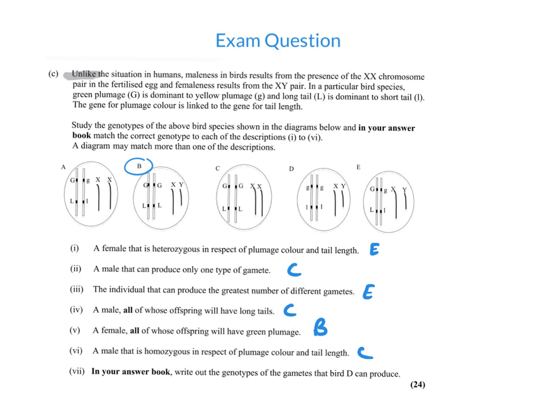And final question, in your answer book, write out the genotypes of the gametes that bird D can produce. So if we look at bird D up here, we can see it has the same copies of the G, same copies of the L's. So no matter which one we look at, it's still going to be a small g and a small l that's passed off to the offspring. But there is the possibility of passing off an X, or there's the possibility of passing off the Y. So the small g and the small l is always going to be the same, but it's either going to be an X or a Y it also passes off. So we have two possible options there for that one.